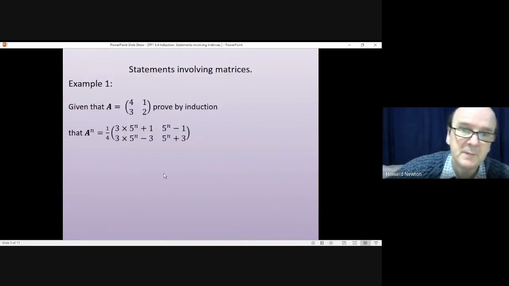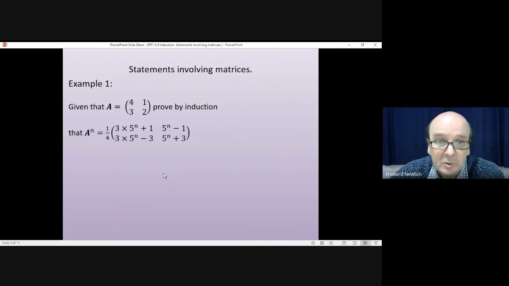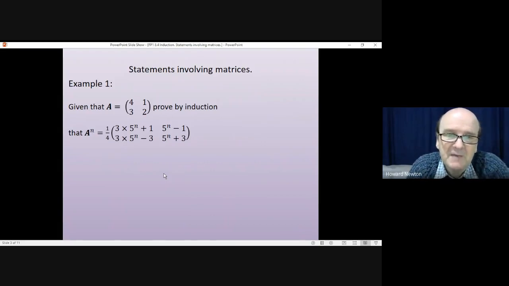So, statements involving matrices. We'll have a look at one example together. There is only one example. If you want to have a go at doing this yourself first, then do. Pause the video and come back to me when you're ready. Okay, we'll have a look at this together.